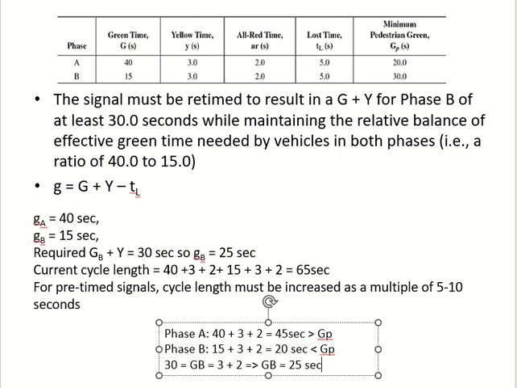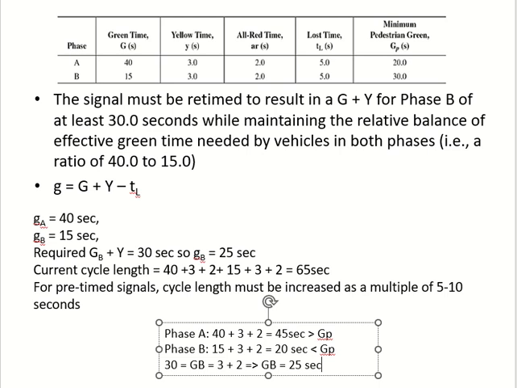So these are the existing effective green times for A and B. How do I calculate them? Using this equation. I had the green time. For example, if you look at A, the green time is 40. Capital Y, which is yellow and all red, 3 plus 2. Minus lost time, which is 5. So 40 plus 3 plus 2 minus 5, which is 40. Clear? And same thing for B. So I already know the existing effective green time for A and B.